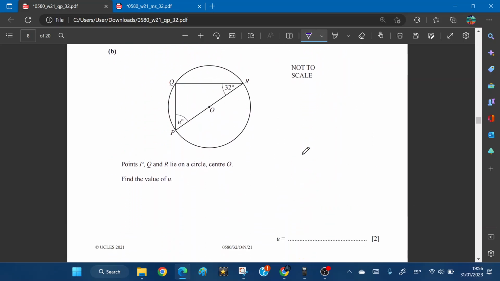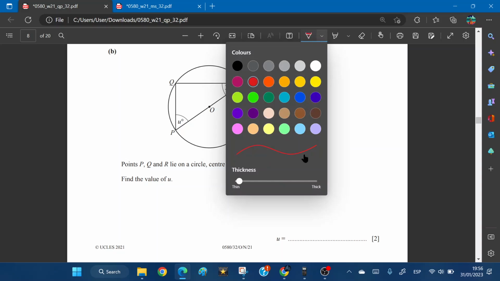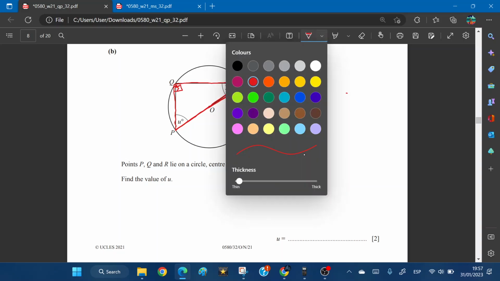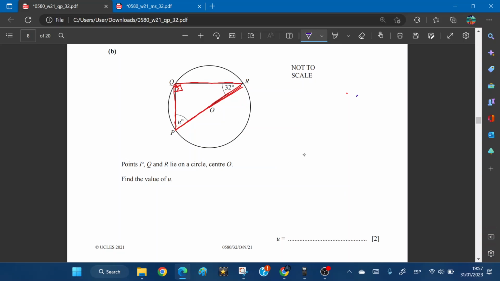Okay. Right. Points P, Q, R lie on a circle, center O. Find the value of U. This is a circle theorem that you need to remember. If we have the diameter of a circle and then subtended from there we have an angle on the circumference, that angle is exactly 90 degrees. Remember that. That's called the angle in a semicircle theorem.